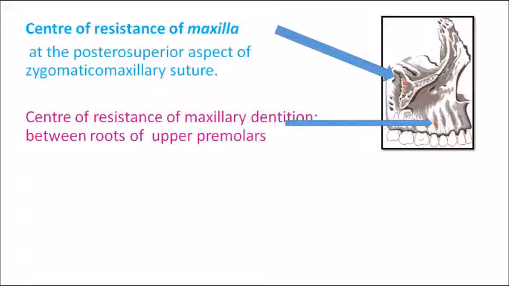So it's extremely important that you understand this before we further discuss the biomechanics of a headgear. You have two different centers of resistance. One is for the maxilla, that is your skeletal component. Then the second is for your dental component. So maxillary dentition's center of resistance is located between the roots of the upper premolars, whereas the center of resistance of maxilla as such is located at the postero-superior aspect of your zygomatico-maxillary suture.